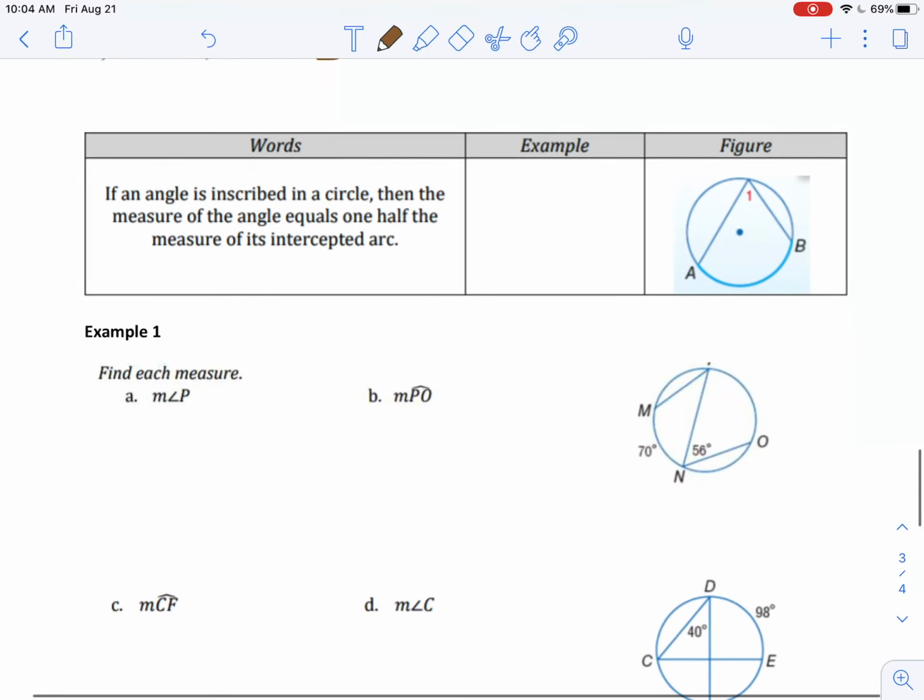Okay, here's what we're doing today, really. If an angle is inscribed inside a circle, so over to the right, angle 1 is an inscribed angle, then the measure of the angle equals 1/2 of the measure of its intercepted arc. So what that is saying is, I'm just going to make up some numbers here. Let's just say this arc is 100 degrees, then this inscribed angle is half of that, which is 50 degrees.